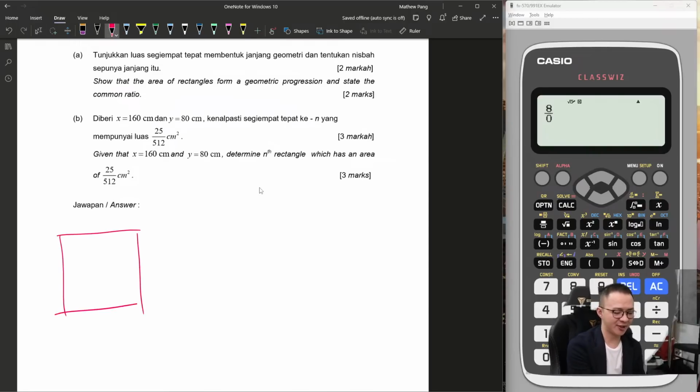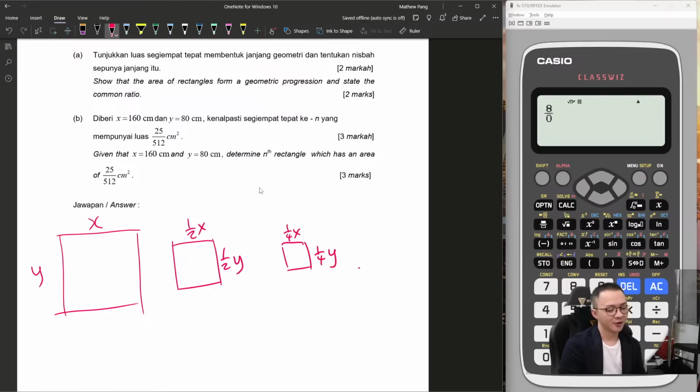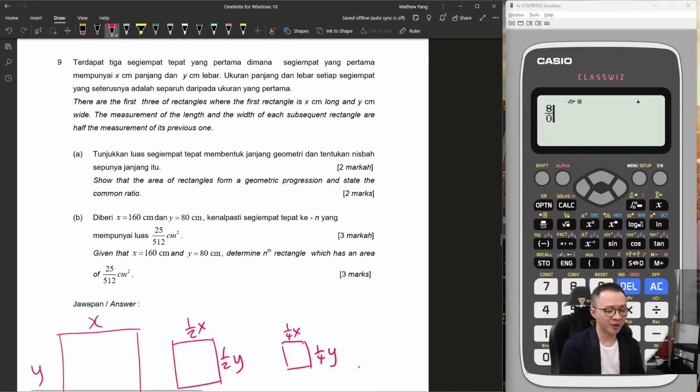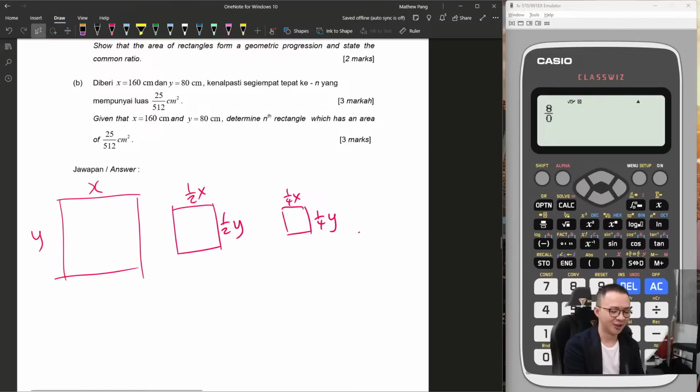So you should get some idea. The first one is something like xy. Then this one becomes shorter, maybe half x, half y. And this one becomes even smaller, half again, right? So 1 over 4 x, 1 over 4 y. So therefore, we need to form a geometric progression, right? Because they ask you to show that the areas of the rectangles form a geometric progression and state the common ratio. So the first term is xy, right?